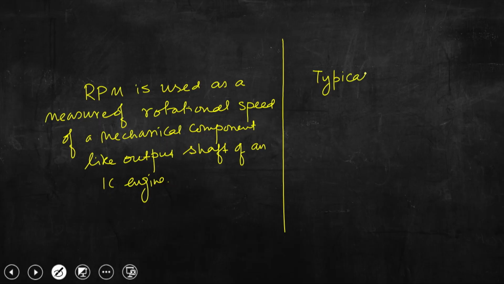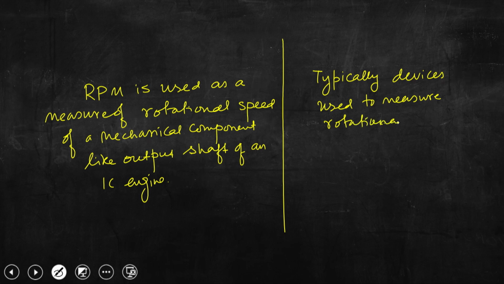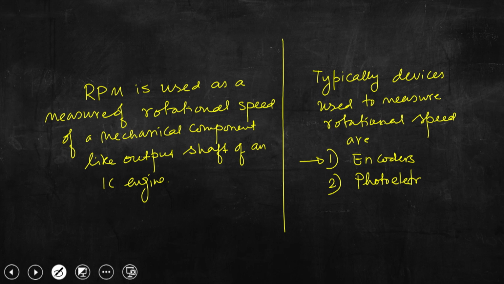if I write here, typically devices used to measure rotational speed are number 1 is encoders, number 2 is photoelectric sensor, right, that is optical type, works on receiving light only. Number 3 is magnetic rotational speed sensor.